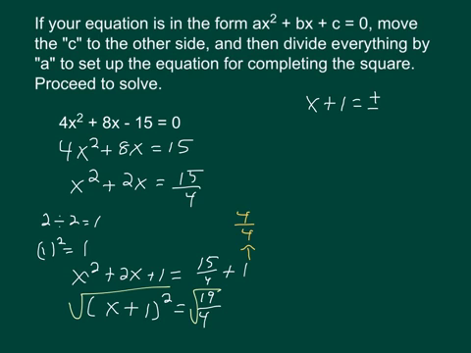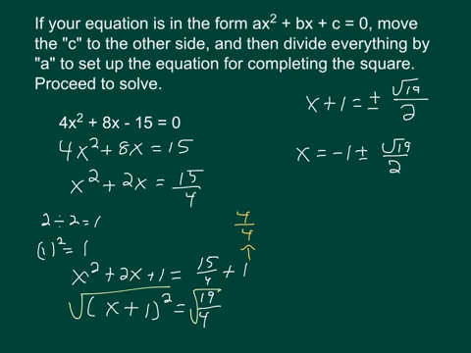But the 19 is not a perfect square, so I'm going to have a square root of 19 up top. Fortunately, my denominator is a perfect square. The square root of 4 is 2. So now when I rewrite it, I just subtract 1 from each side, put that negative 1 in front of the plus or minus, and I get the square root of 19 over 2.